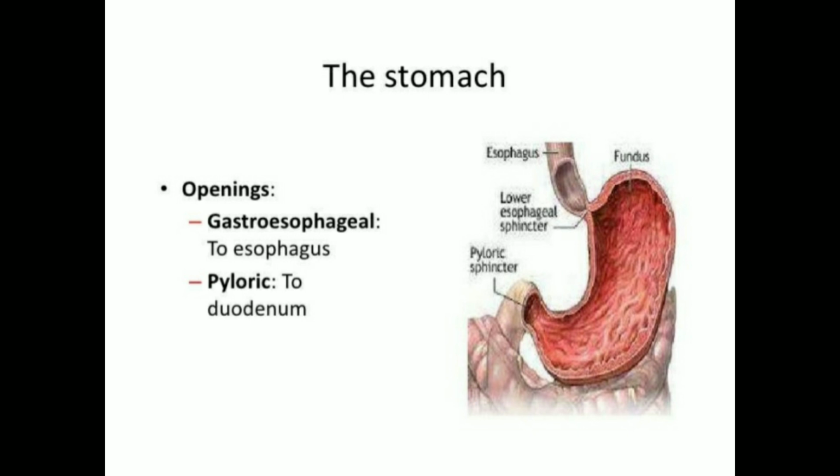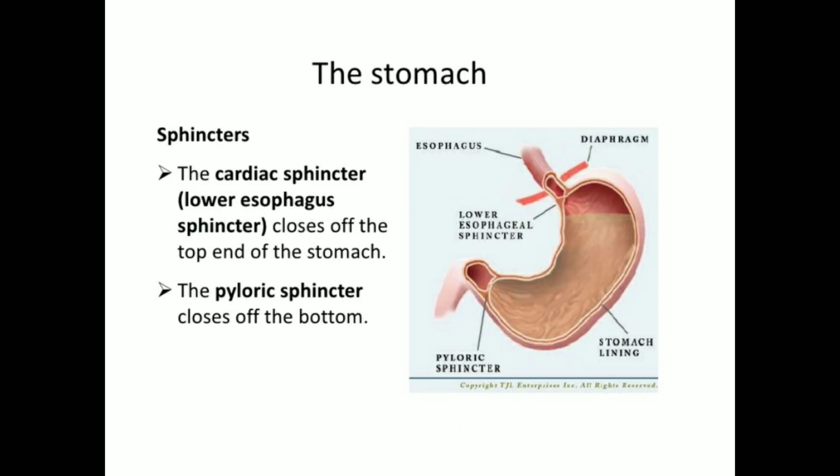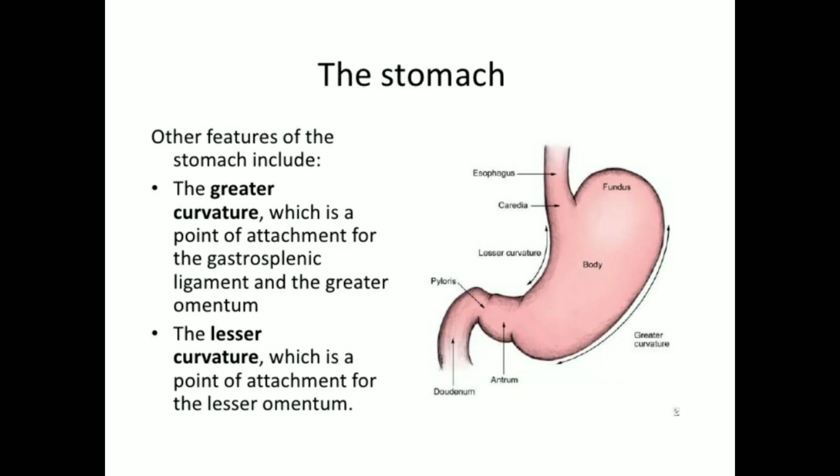See here the stomach openings. One is the cardiac, which is the gastroesophageal opening. One more is the pyloric, to the duodenum. Then the greater curvature gives attachment to the gastrosplenic ligament and the greater omentum. The lesser curvature is attached to the lesser omentum. What are the greater omentum and lesser omentum? They are peritoneal folds.